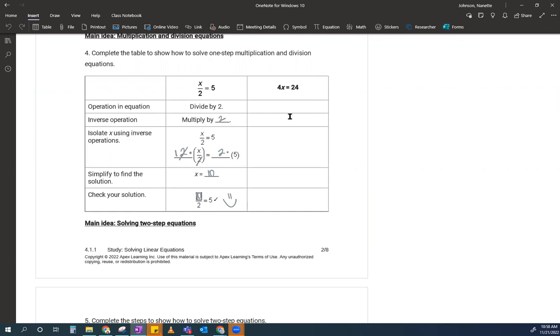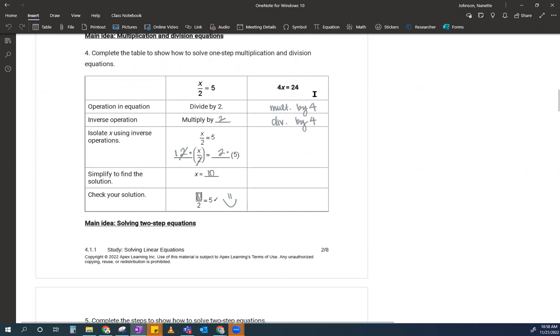Okay, so now that you're back, we're going to check. So what is happening to x? Well, x is being multiplied by 4. So I'm going to write multiply by 4. And how do you undo multiplication? Well, we divide by 4. Right? And you're like, okay.